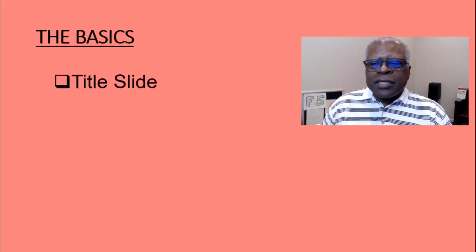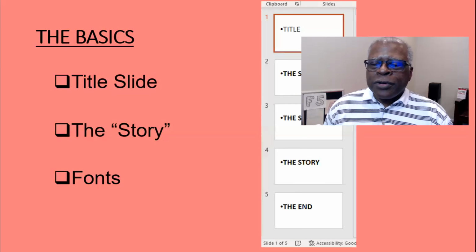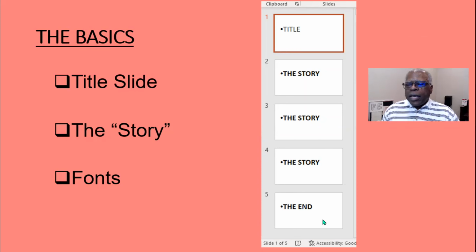What I consider the basics is essentially your title slide, your story, and the fonts that you make up your story. Let me reduce this. And this represents anywhere from 1 to 2 to 5 slides, maybe more, but it's pretty simplistic in its layout. You can whip these out pretty quick once you know your content.